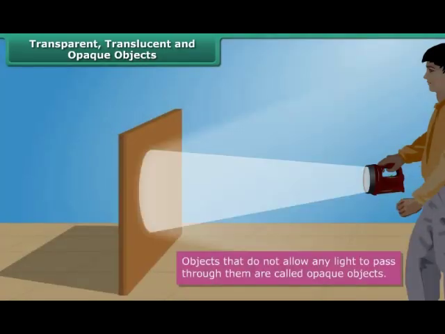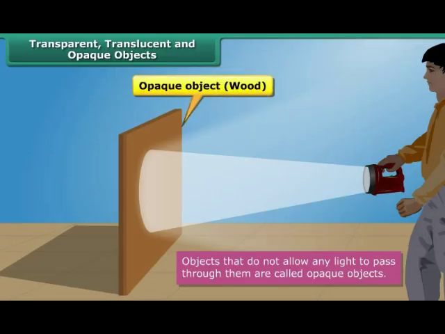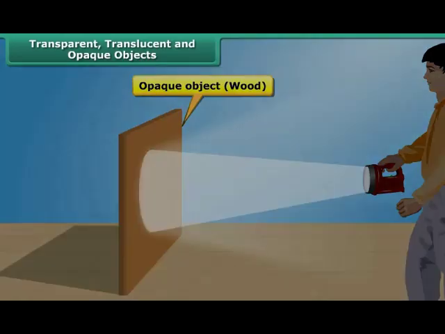Objects that do not allow any light to pass through them are called opaque objects. As a result, we cannot see through them. When light falls on an opaque object, its shadow is formed on the other side of it. Wood, sheets of metal, dark-colored plastics, rocks, etc. are examples of opaque objects.